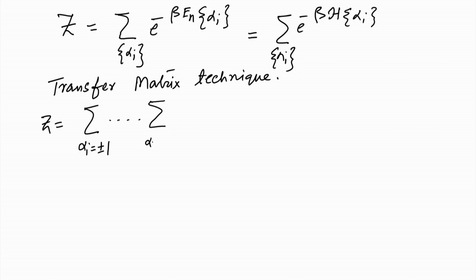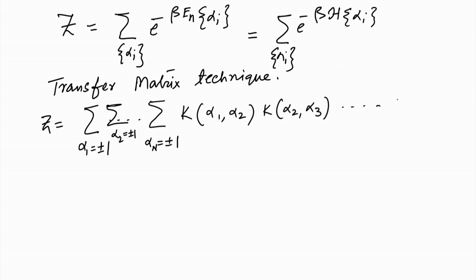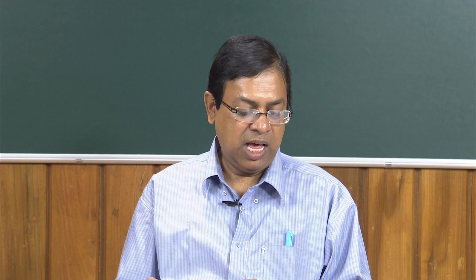So, this is alpha 1, and there is alpha 2 equal to plus minus 1, and then there are sums of this kind, and alpha n equal to plus minus 1, and we can write down terms which are like k alpha 1 alpha 2, k alpha 2 alpha 3, and all the way up to k alpha n alpha n plus 1, but as I told, because of the periodic boundary condition, alpha n plus 1 is the same as alpha 1.